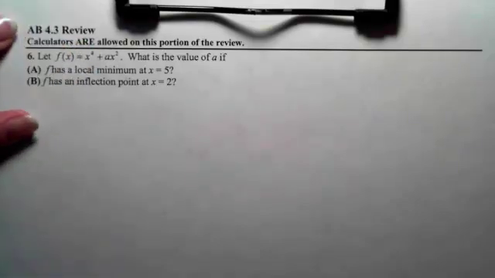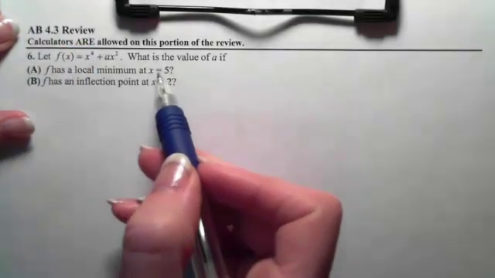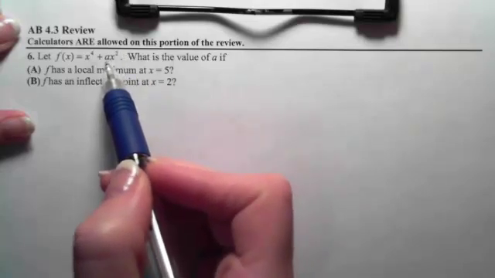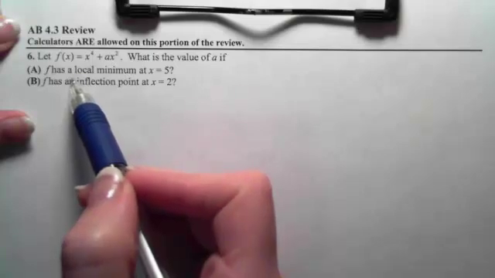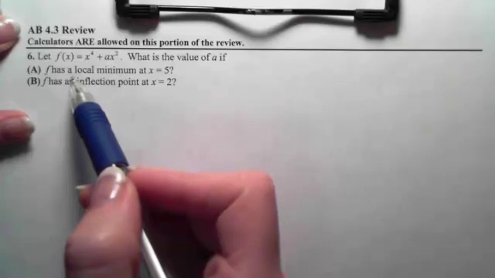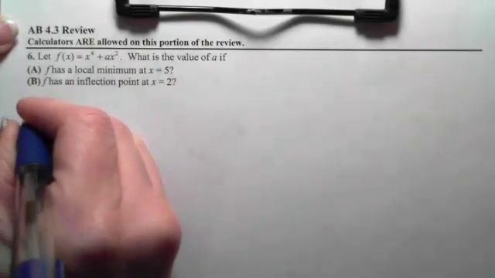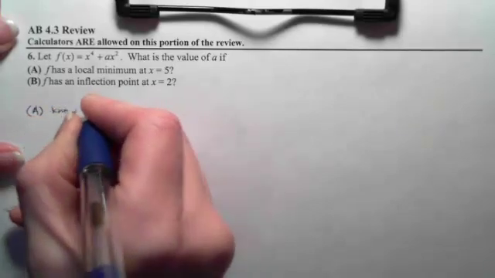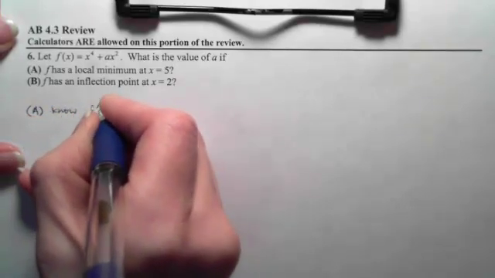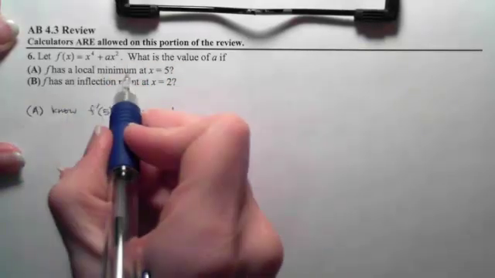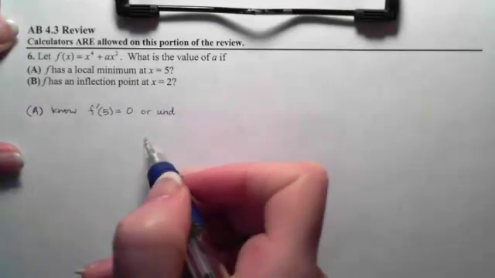So if we look at part A, we want f to have a local minimum at x equals 5. So in order to determine what this coefficient of the x squared will be, we need to know what happens when we have a local min. Anytime you have a local min or a local max, it must occur at the location where the derivative is 0 or undefined. So for part A, we will know that plugging 5 into the derivative will have to either be 0 or undefined, because we've got a local extreme value, so it had to occur at a critical value.